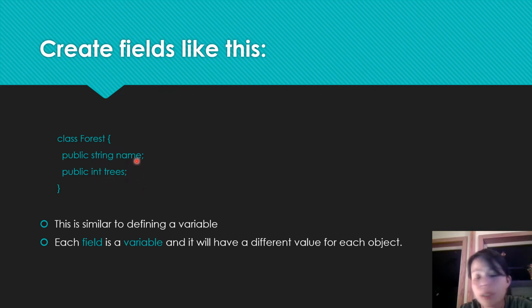This is similar to defining a variable. The variable is name for the forest, and the data type for name is string. Then you have another variable called trees, and the data type is integer. So this is very similar to defining a variable. Each field here is a variable, and it will have a different value for each object.